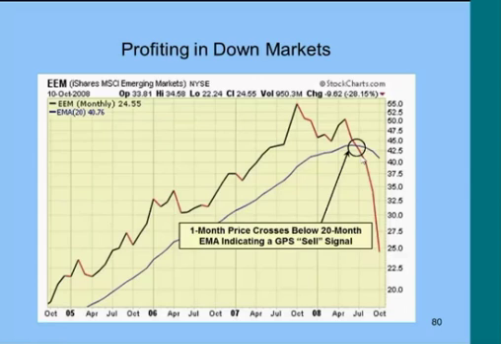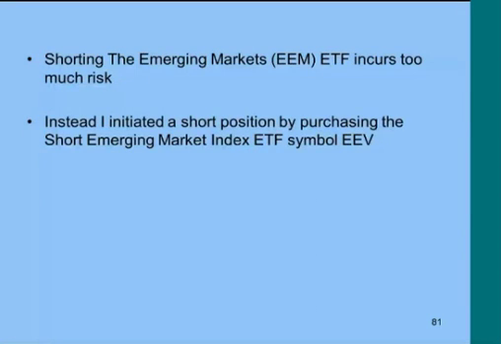Once that occurs, you want to think about exiting your long positions and start taking short positions. Again, this is the major trend. This is the long-term trend of that ETF. And when that 1-month price drops below the 20-month EMA, that's usually a sign that that market is now bearish. And you should definitely not be taking bullish trades when the major trend turns bearish.